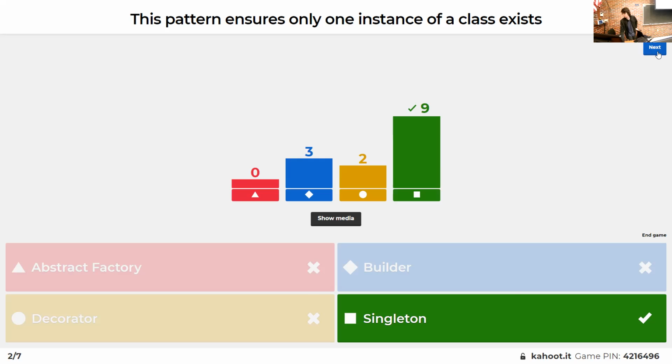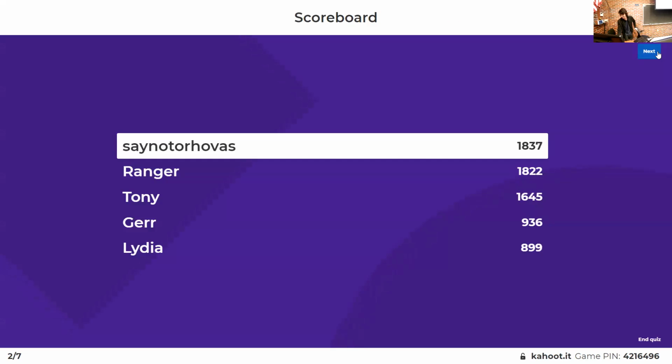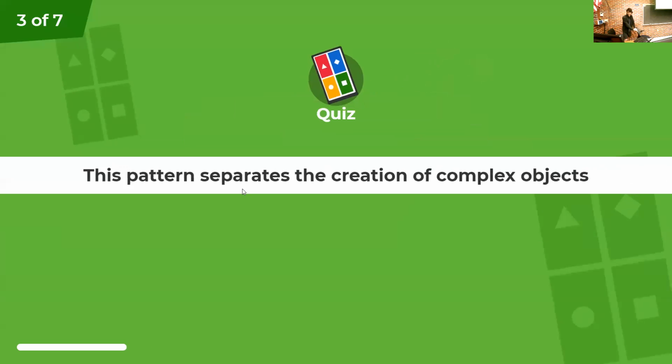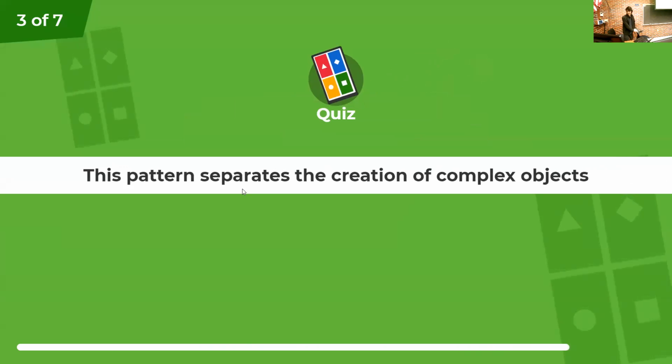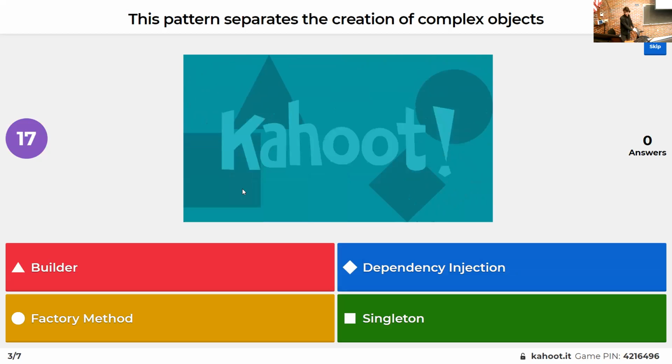All righty. Okay, Ranger, I'm counting on you. Next question: which pattern separates the creation of complex objects? Honestly, the Kahoot music is just such a jam now. It's amazing.